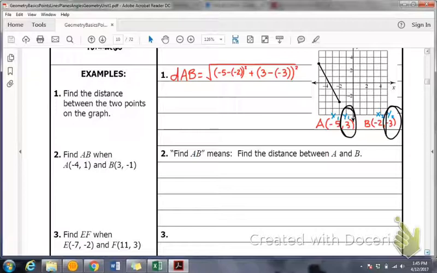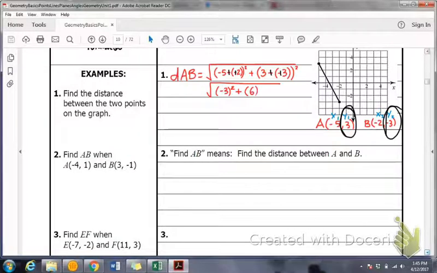Yes, Elvis? With the negative x2 and y2, are we allowed to look at that as an opposite and just turn it to plus? I would prefer you to write it out like this first, and then once it's written out, then we know that minus a minus changes to plus. Right? So negative 5 plus 2 is what? Negative 3. So then we'll have negative 3 squared. And then what's minus a minus over here? Plus, right? So 3 plus 3 is 6 squared.